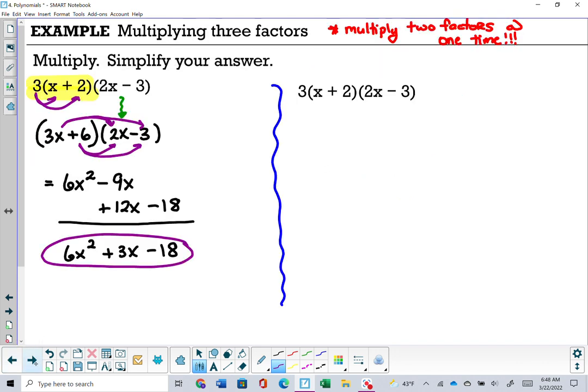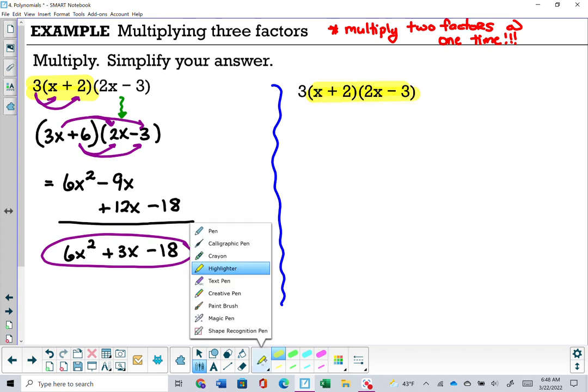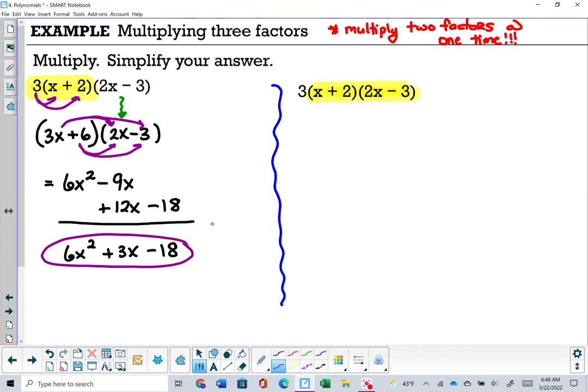Okay, so as promised, we're going to do this a second time. But this time, instead of multiplying the first two factors and then multiplying that result by the third, I'm going to start off with multiplying the second and the third factor together first, and then take that result and multiply it by the first factor. Because remember, when you are multiplying, the order in which you multiply can be changed up.